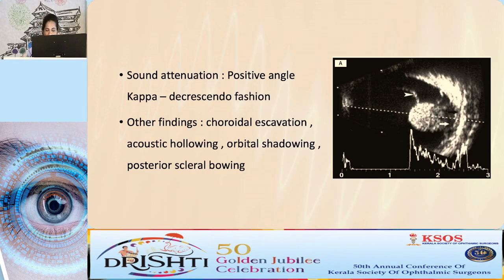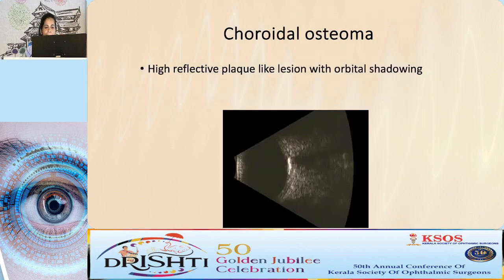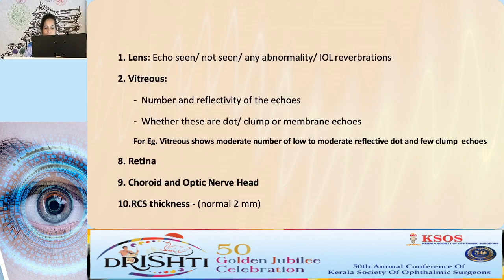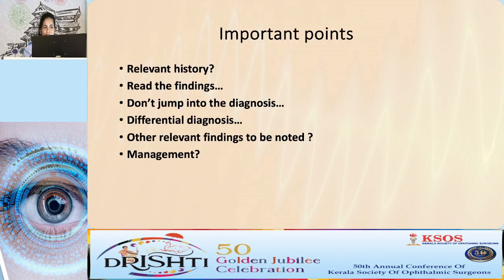There can be choroidal excavation, etc. So when you are given a scan printout in an exam, a practical exam, you can read from anteriorly to posteriorly: the lens, whether it is cataractous, it will be densely echogenic internally, and whether it is pseudophakic, you will see IOL vibration. Vitreous echoes, retina, choroid, optic nerve, whether it is normal or there is RCS thickening. These many points you have to see, and also you have to relate it clinically.